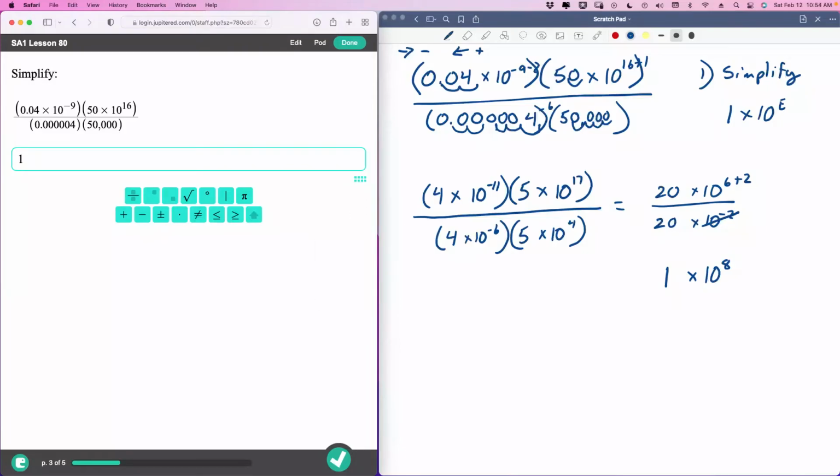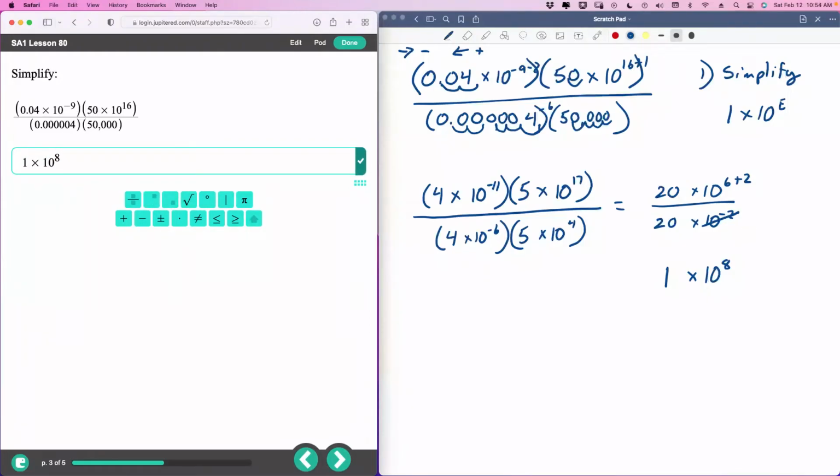Go to our basic math, get the x, type in our 10, go back to the algebra, get the exponent, and that's 8. Check it, and it's correct. See how easy that is? You can do this.